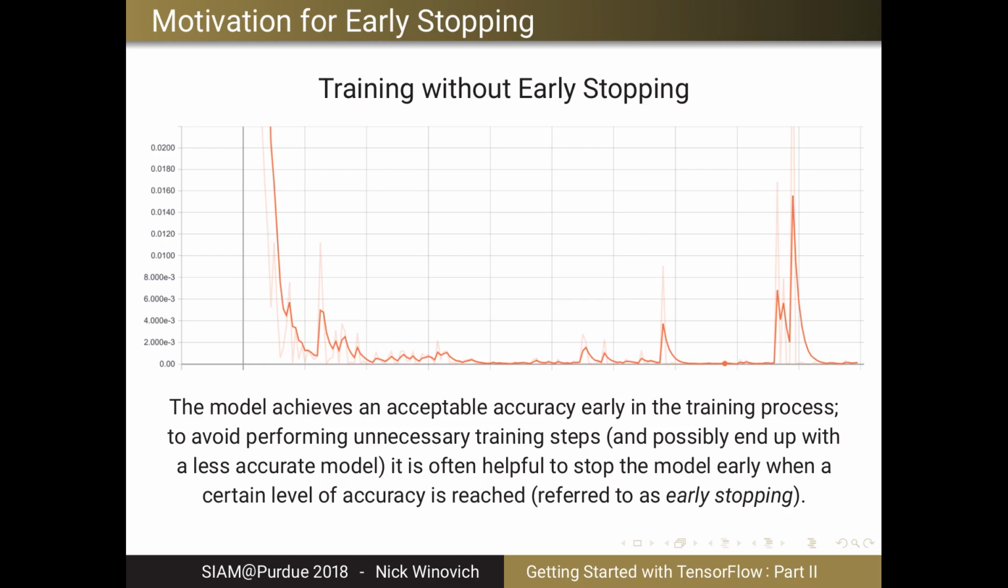And in this case, it comes back down, but in some cases, you can shoot up and get things like not a number. And in any case, you don't want to have your network performing worse at the end of training than it was at an earlier part.